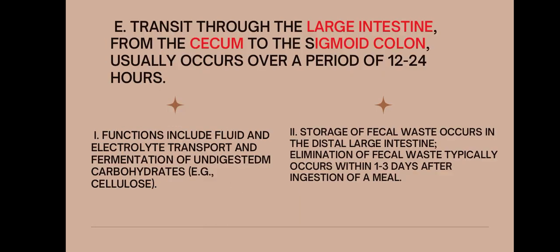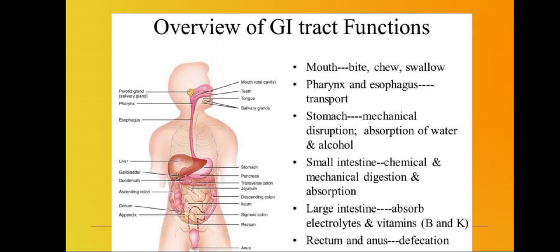E. Transit through the large intestine from the cecum to the sigmoid colon usually occurs over a period of 12 to 24 hours. First, functions include fluid and electrolyte transport and fermentation of undigested carbohydrates, for example, cellulose. Second, storage of fecal waste occurs in the distal large intestine. Elimination of fecal waste typically occurs within 1 to 3 days after ingestion of a meal.